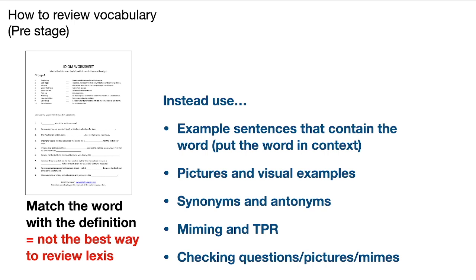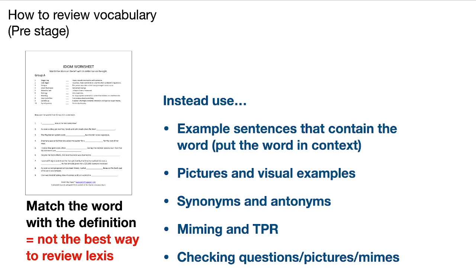So instead, use example sentences that contain the word. So this means put the word in context of a sentence. We can use pictures and visual examples, images and diagrams and so on. We can use synonyms and antonyms. Now, this is very useful. We can use similar words for checking, and we can also use opposite words for checking. This can be very good for certain types of words. We can use miming and TPR. Again, this is good for certain types of words or expressions. And also think about checking questions with pictures and mimes and so on.